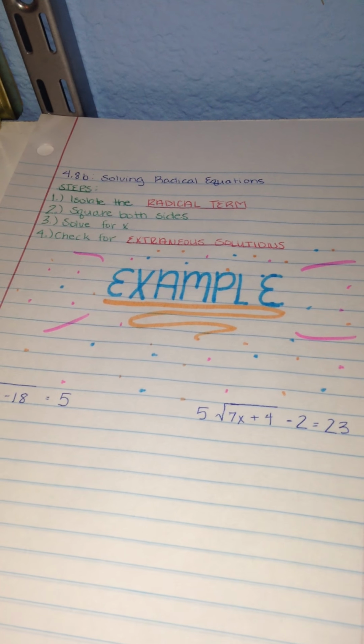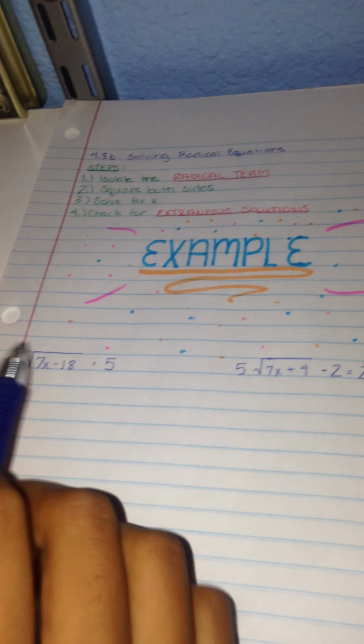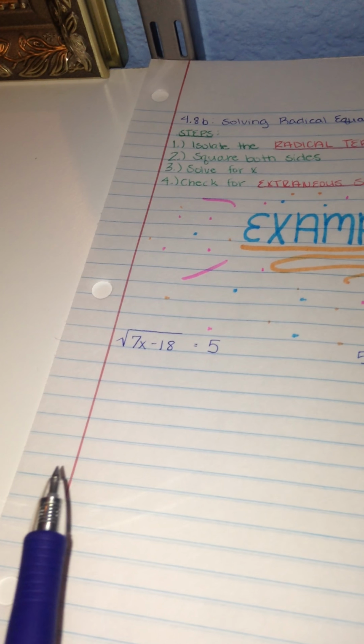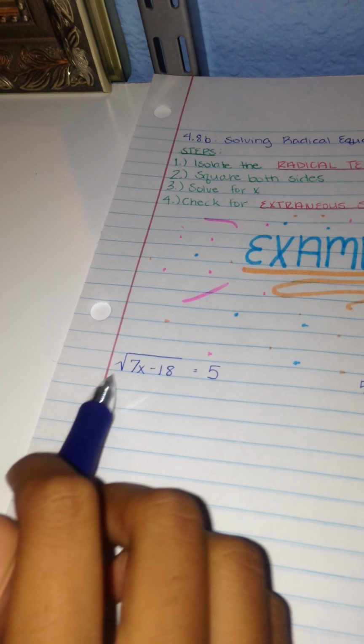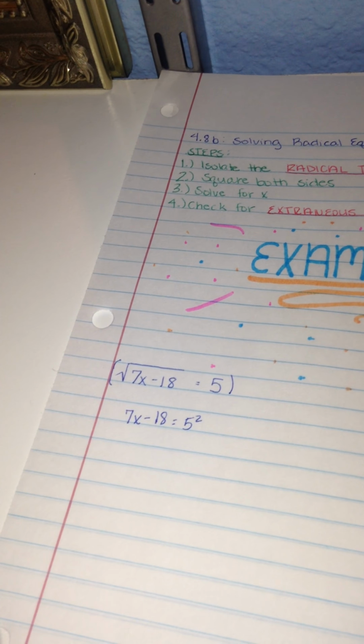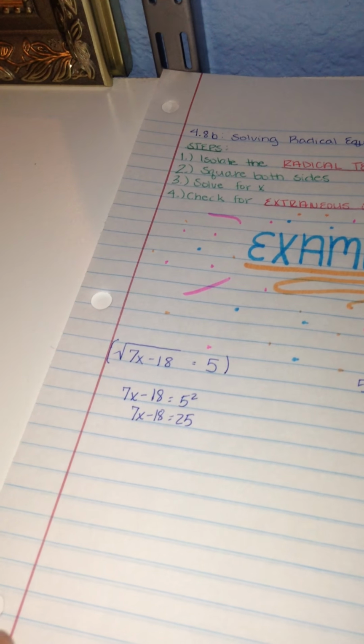Here is your example. So the first example is the square root of 7x minus 18 equals 5. To get rid of your square root sign, you're going to square both sides. Then you are left with 7x minus 18 equals 5 squared. Then to make this simpler to read and understand a little bit better, you can go ahead and square your 5, and then you are left with 7x minus 18 equals 25.